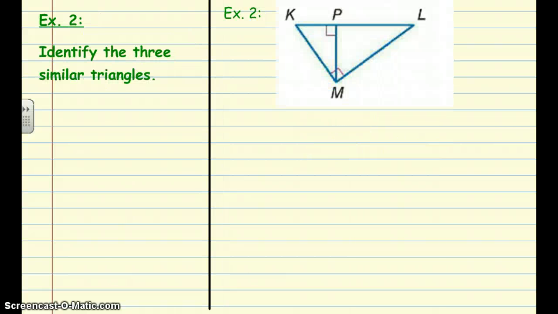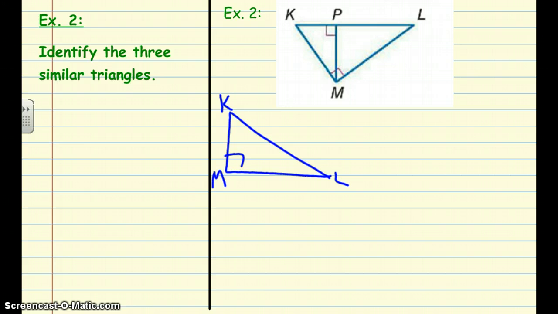So we're going to identify the three similar triangles. This goes back to theorem 8.1. So we've got three triangles here. What I'm going to do is take them all apart. The first triangle that we have is KML. I'm going to take that original triangle and rotate it so that my right angle is here on the left-hand side. So M is my right angle. Here's L, and there's K. So that's the big one.